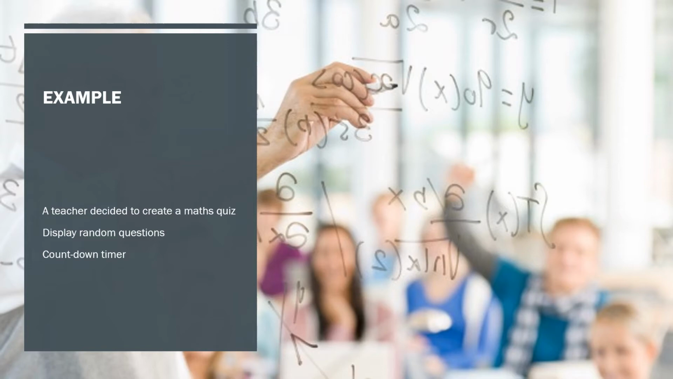And this is a very simple one, which is quite common as an early Python exercise. A teacher decided to create a maths quiz that would display random maths questions, tell you if you've got the answer right, and I'm adding an extra feature. There's a countdown timer, so you only have 5 seconds to think of the answer to the question.